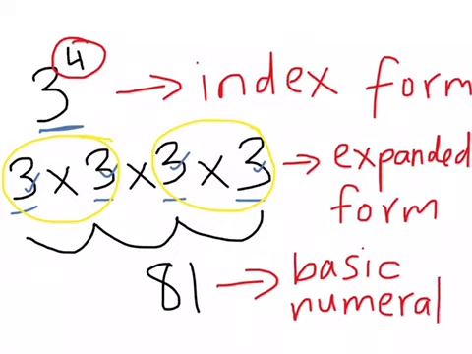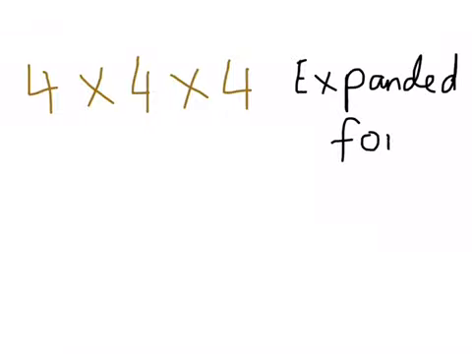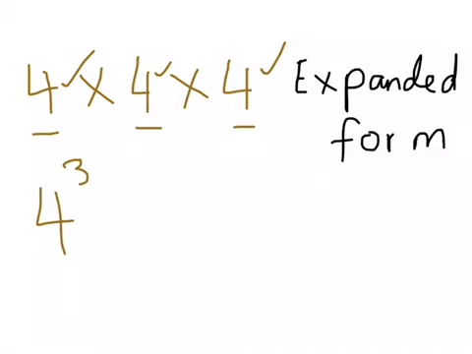So let's look at one more example of those 3 forms. If we have, for example, let's go with 4 times 4 times 4. Making sure you know what that is the long way, that's what we call the expanded form. Then if we want the shorthand way, we know we have the number 4 being multiplied over and over again, and it's happening 3 times. So 4 to the power of 3 is what we call the index form.